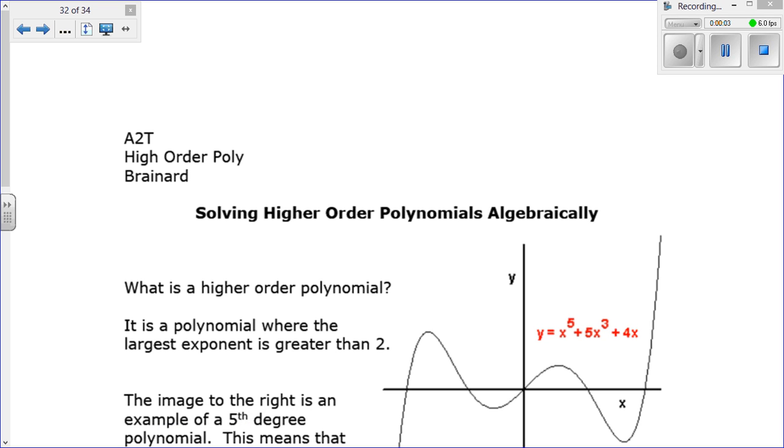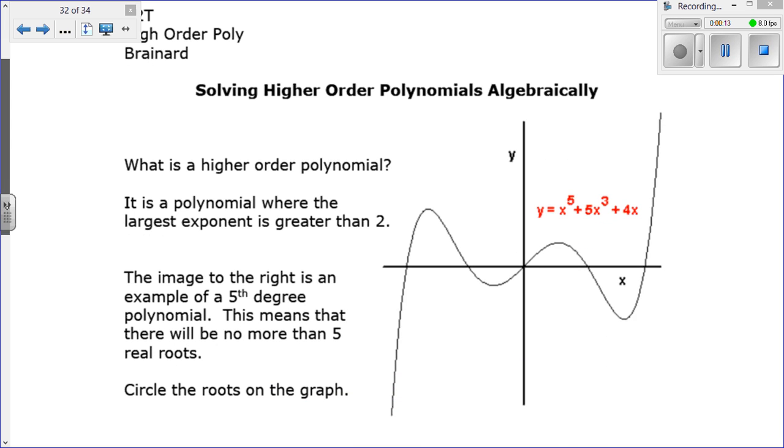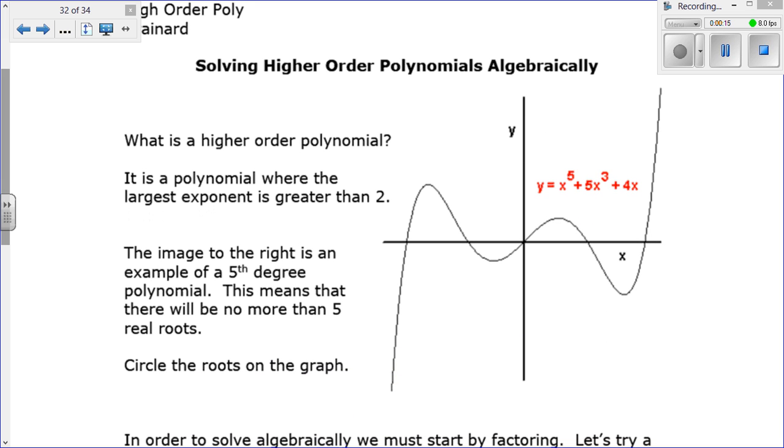Hi, and welcome to Higher Order Polynomials Day 2. Today we are going to be solving higher order polynomials algebraically. So, what is a higher order polynomial? Well, it's a polynomial where the largest exponent is greater than 2. And in this example, my highest power is 5. Therefore, it's a higher order polynomial.